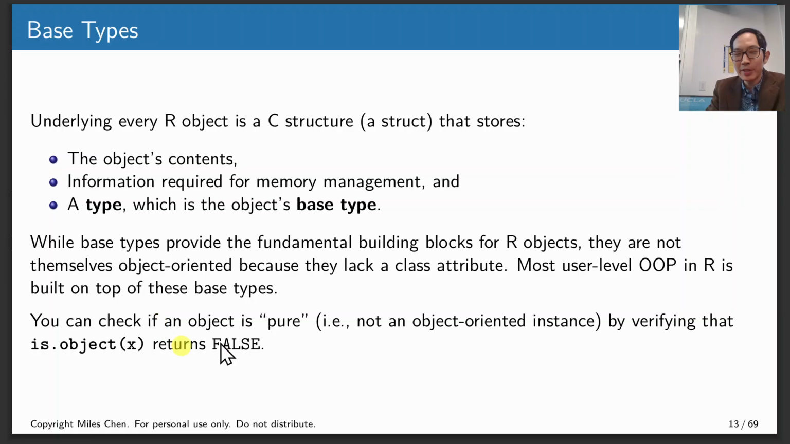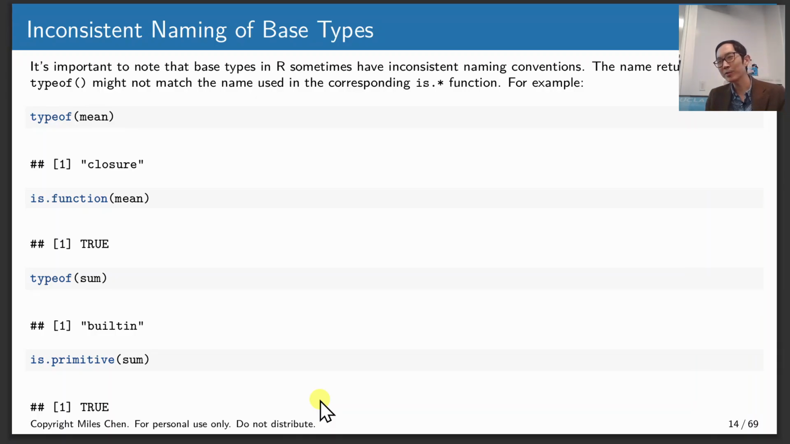Anyway, if it's a base type, if you call is.object, you'll get back false. Okay, and pretty much everything that we do with OOP systems is built out of base types. Now there is something unfortunate: the base types are not named consistently, right? So certain things, you can ask, is it a list? And it will say it's a list. Is it a double? And it'll come back as double.